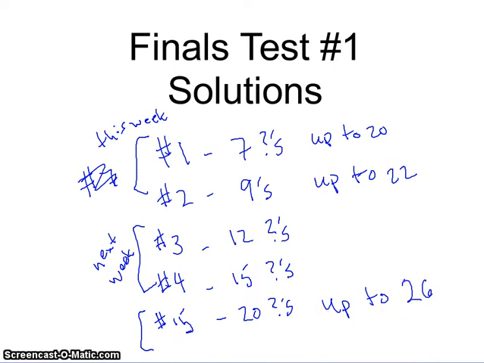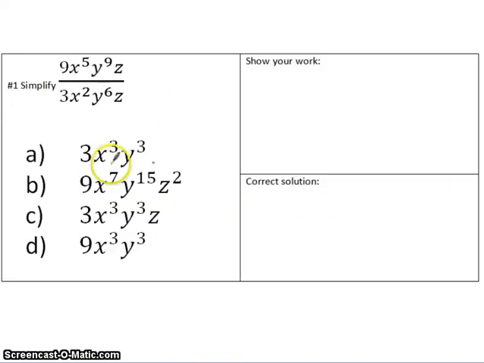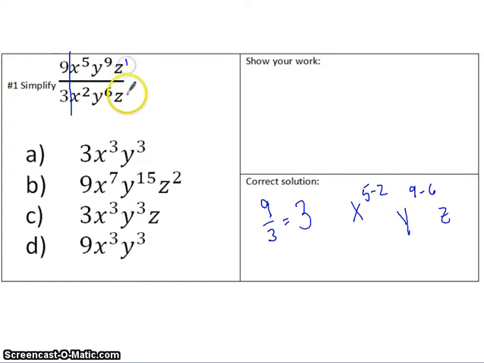All right, so here are the solutions to the first test. I separate this into 2 problems: 9 over 3. I'm going to put the correct solution here. 9 divided by 3 are the coefficients, just the plain old numbers, and 9 divided by 3 is 3. So the number in front is 3, and now I deal with the exponents. I have x to the 5, and the rule for dividing is to subtract the exponents, so 5 minus 2. Y to the 9 minus 6, and z to the 1 on top and 1 on bottom, so that's 1 minus 1.